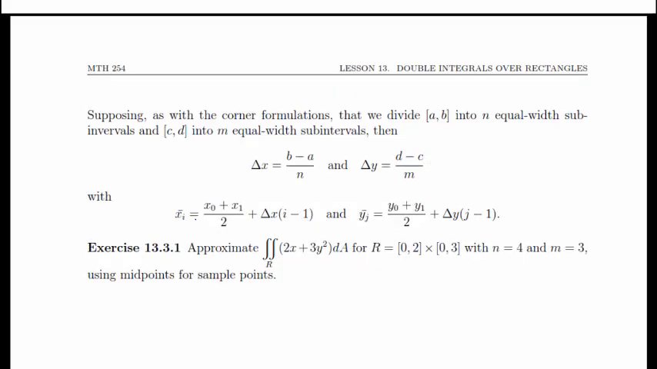So x sub i bar is going to equal x naught plus x sub 1 over 2 plus delta x times i minus 1. So this gives us, let's say we've got x naught to x1, then we've got x1 to x2, and we keep going all the way to x sub n minus 1 comma x sub n. Then the midpoint is going to be x naught plus 1/2 delta x. So if i is 1, my x sub 1 bar is the midpoint between x naught and x1.